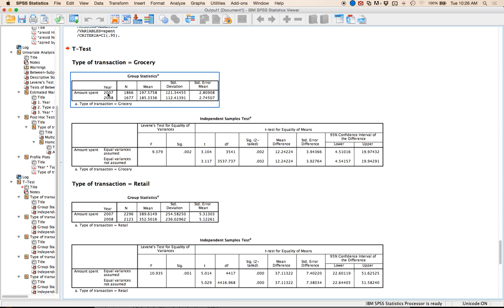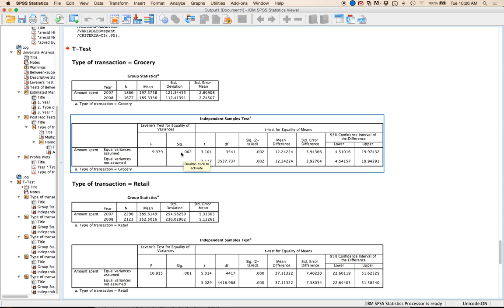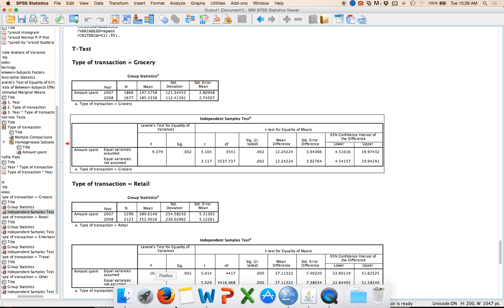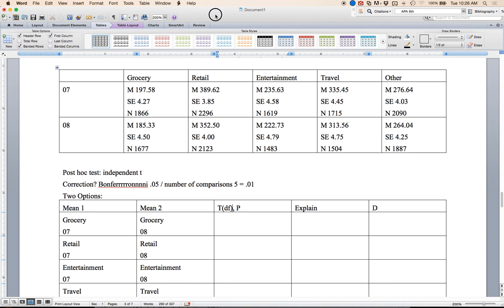So I got grocery, 07 versus 08, which is what I wanted to do. Now, remember, don't look at Levene's here. This sig value, unfortunately, happens to match this one, but we're ignoring Levene's. So I've got my t, my d, and my p here. DF, sorry. So I got 35, 41. Let's see if I can stack these two where we can see both at the same time.